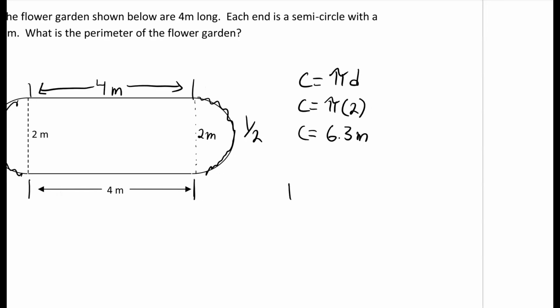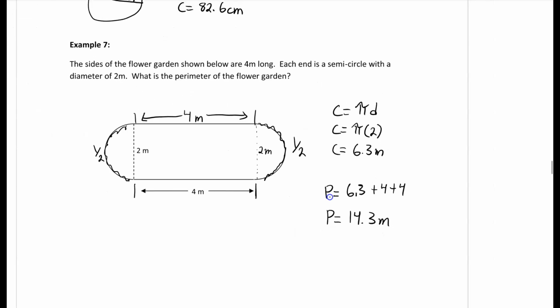The last thing that we need to do is calculate our perimeter. So our perimeter is 6.3 for the 2 half circles, plus our top, which is 4, and our bottom, which is 4. So our perimeter equals 14.3 meters. And that is going to bring this lesson to a close. So today we looked at going through perimeter and going through circumference as well. If you have any questions, please make sure you're asking me in class.